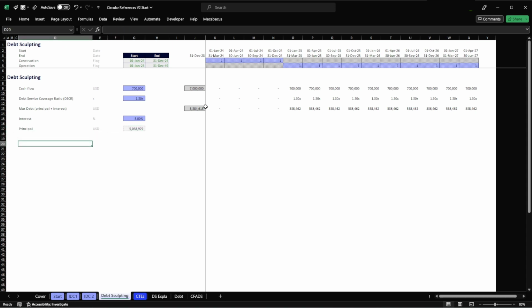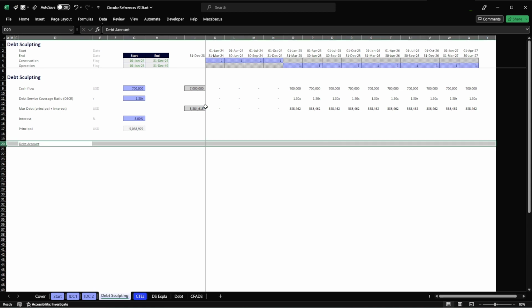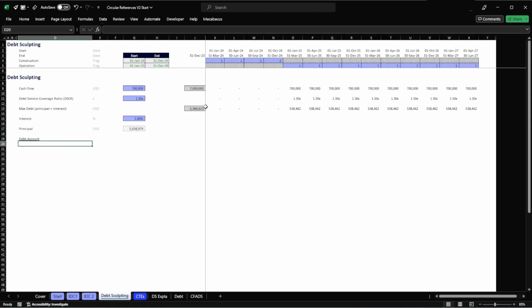So let's start building this. We're going to have here our debt account. I'm just going to do a Control U here so we can highlight that this is a debt account. Maybe we can skip one row here. So we're going to have our open balance, that's always what we have in our debt account. We're going to have our drawdowns exactly the same way we had in our IDC calculation. We're going to have our principal repayments, and this is new because now we have to repay our principal, and then we're going to have the closed balance.